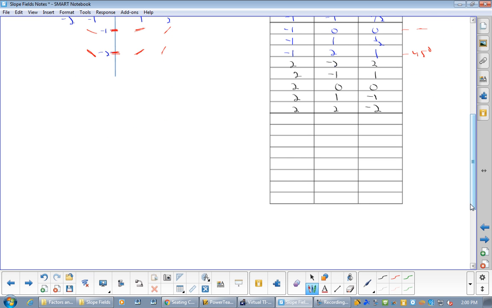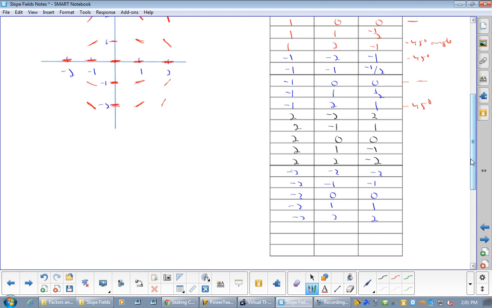Now, let's do my negative 2's. 2, negative 2, negative 2, negative 2, negative 1, 0, 1, 2. So negative 2 times negative 2 is positive 4 times a half. That's negative 2. Okay, this will be negative 1. That's 0. Okay, this is going to be a positive 1, and this will be a positive 2.